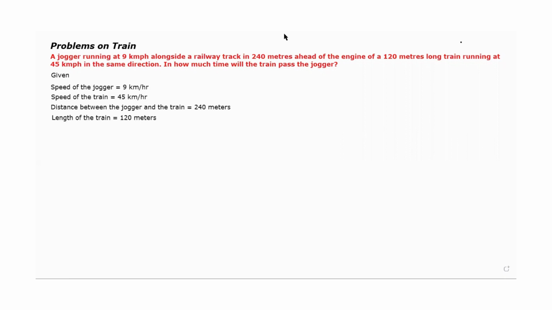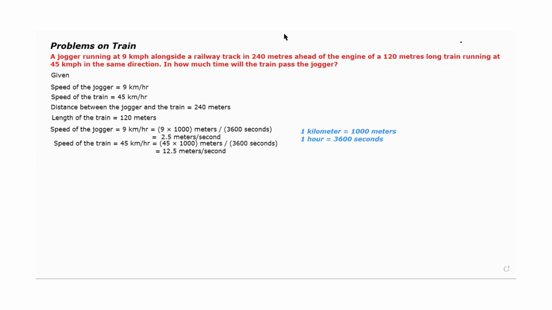First, let's convert the speeds from kilometers per hour to meters per second, as the distance and length are given in meters. 1 kilometer equals 1000 meters. 1 hour equals 3600 seconds. Converting the speeds: speed of the jogger equals 9 kilometers per hour equals 9 times 1000 meters divided by 3600 seconds, equals 2.5 meters per second. Speed of the train equals 45 kilometers per hour equals 45 times 1000 meters divided by 3600 seconds, equals 12.5 meters per second.